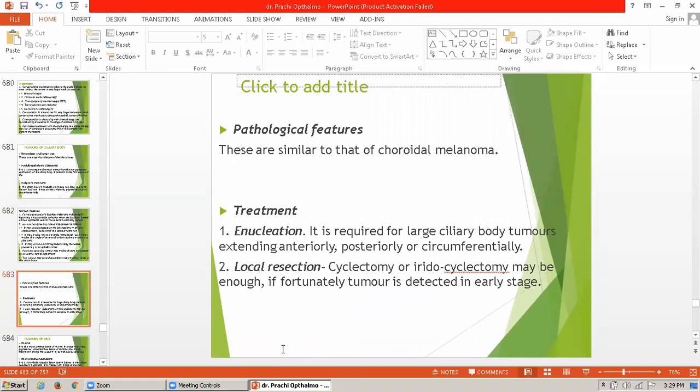Pathological features are similar to those of choroidal melanoma. The treatment: first one is enucleation, which is required for a large ciliary body tumor extending anteriorly, posteriorly and circumferentially. And local resection, that is cyclectomy or iridocyclectomy, may be enough if, fortunately, the tumor is detected in the early stage. So if the tumor is detected early, then local resection by iridocyclectomy or cyclectomy is used.